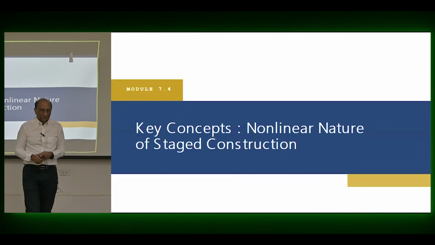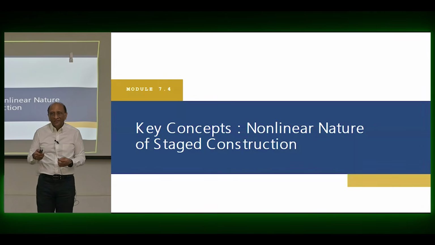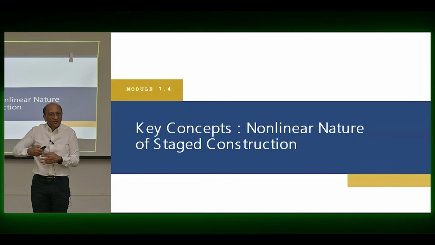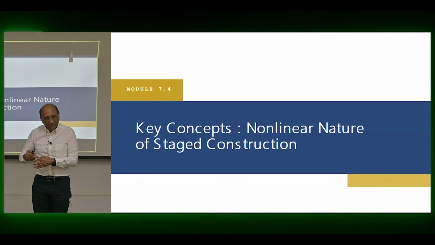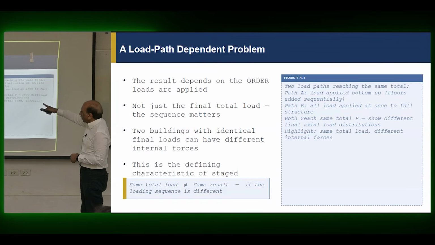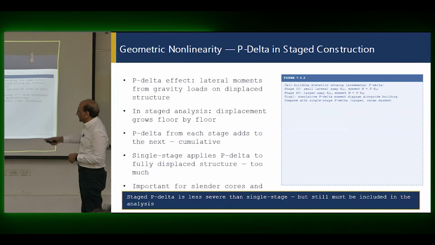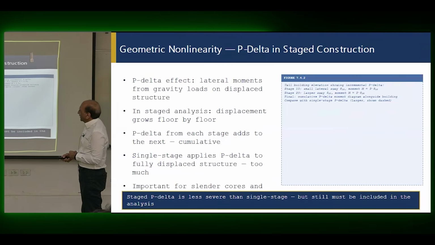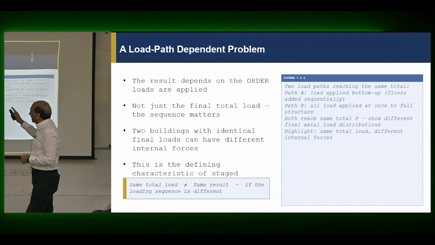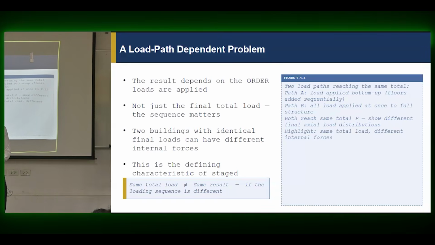Why is it nonlinear? Because like I mentioned to you, it's not summation. It's not automatic summation, because each result is based on a different stiffness and different time. That's why they can't be added. So the results depend on the order of the sequence, and we have seen that already. This is the first load path dependent problem. The results depend on the order in which they are applied.